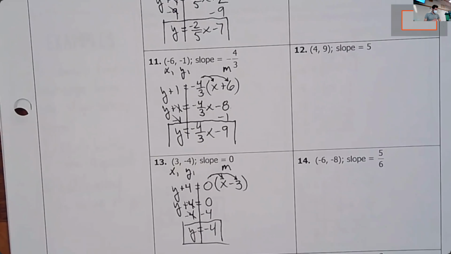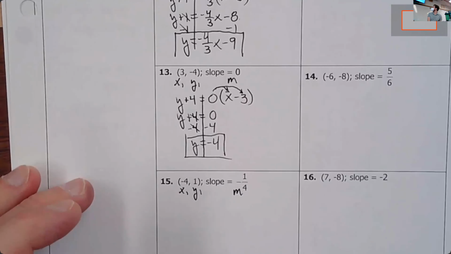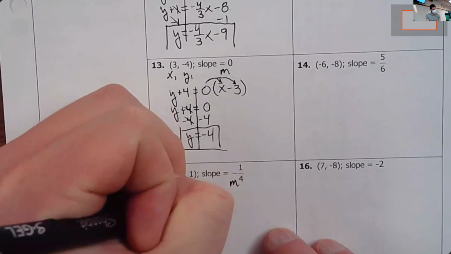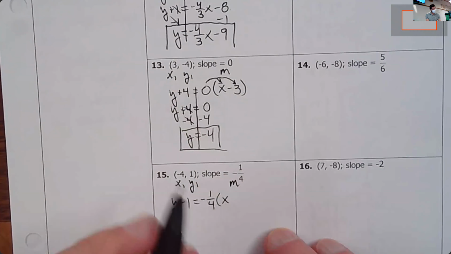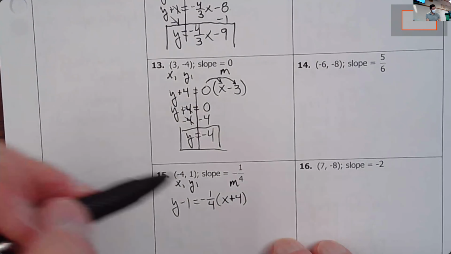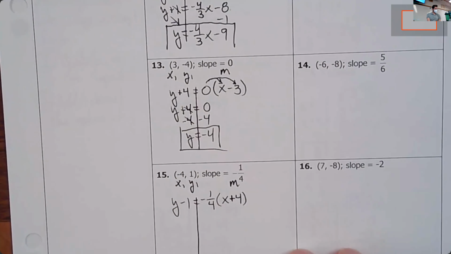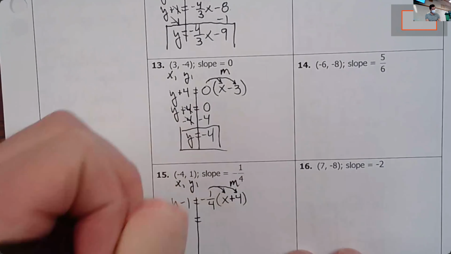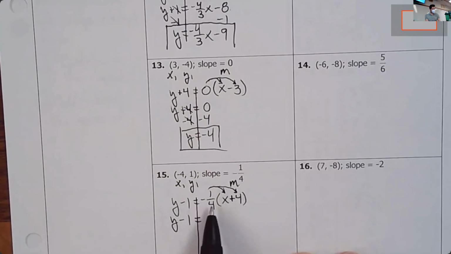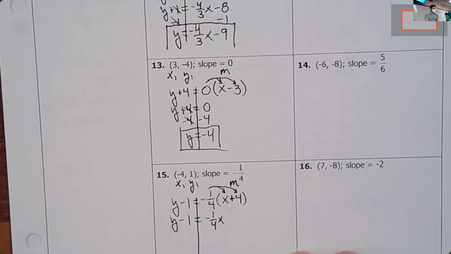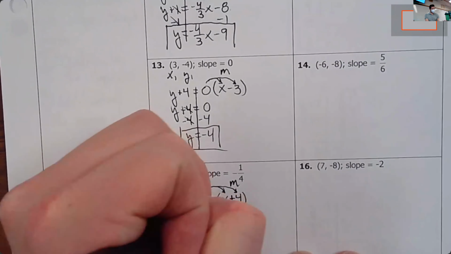All right, last one that we're going to do as a class here, number 15. We're going to have y minus 1 equals our slope, -1/4, times x minus -4, which looks like x plus 4. So there's our point slope equation. Two steps. First step, distribute the -1/4. Nothing changes on the left-hand side. It's still y minus 1. -1/4 times x is just the fraction and then the variable. So -1/4x. -1/4 times +4 is -1.